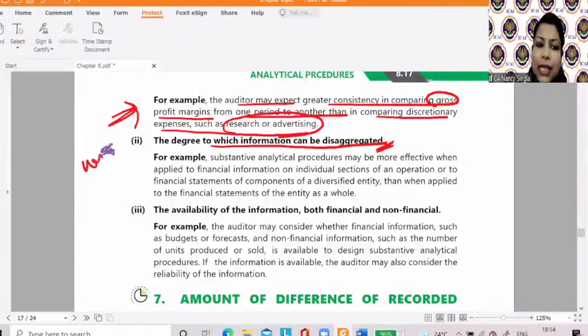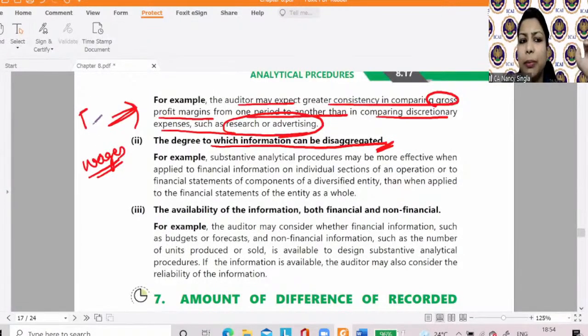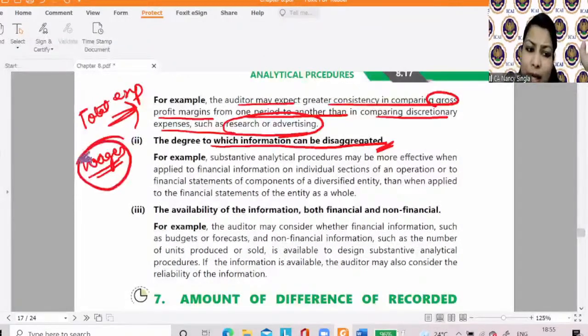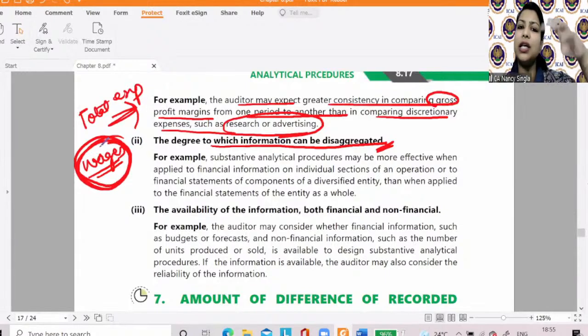Let's say this time you want to compare the wages expense with respect to the last year expenses. ठीक है, let's take an example कि last year का data is not available, the accounts were destroyed by fire. Only you have total expense ka data. So can you compare now? Can you apply analytical procedure? Auditor wanted to see what is the ratio of wages to the total expenses, but this data of the last year is not available. Or let's say this data of the industry is not available. Industry ka you have total expense only. So can you apply? No.